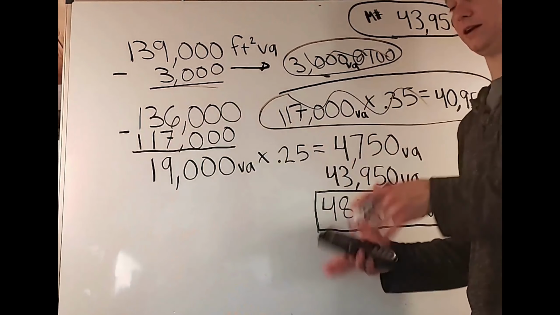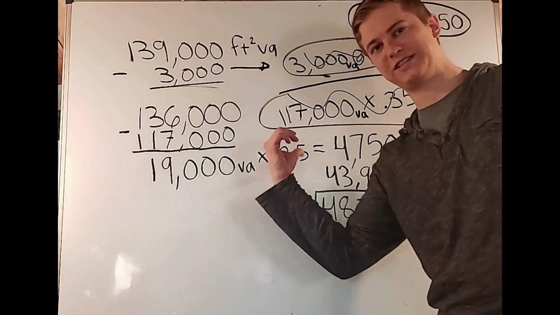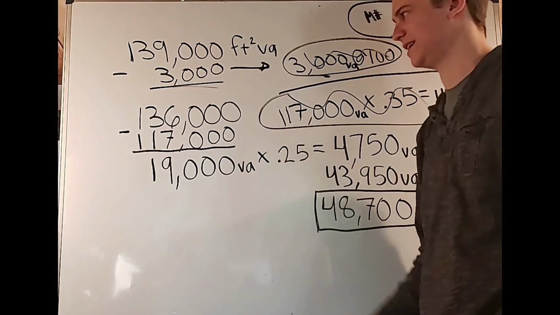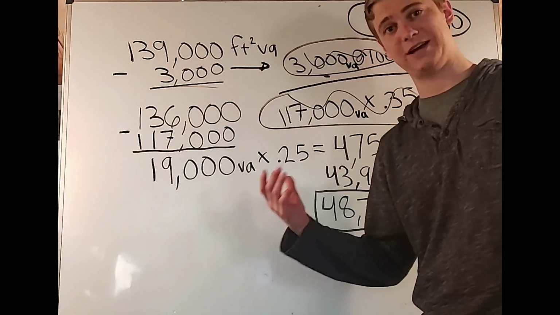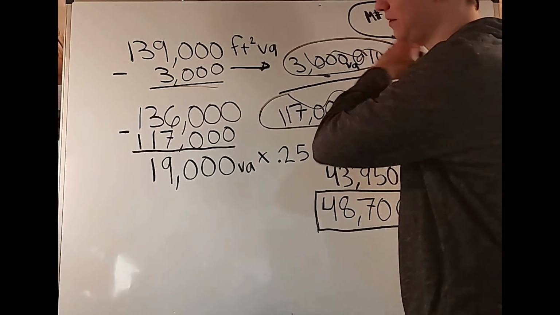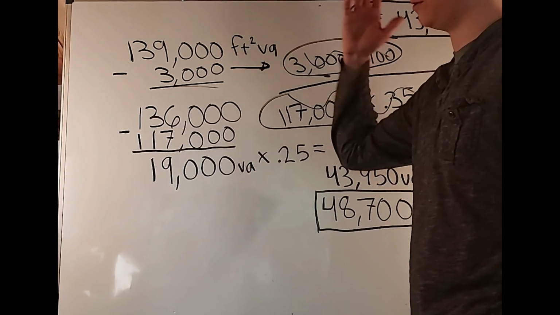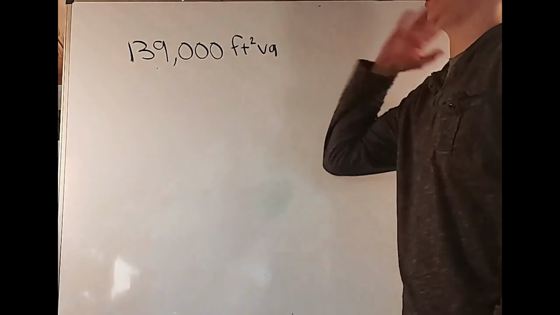This method might actually work better for you. But let's check out the second method, because if you understand this, then this might be a lot simpler and quicker, especially if you have multiple units that are going to be over 120,000. Okay, now I'm going to show you the simpler method.